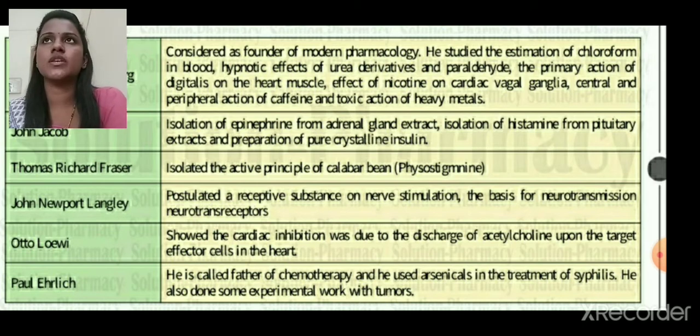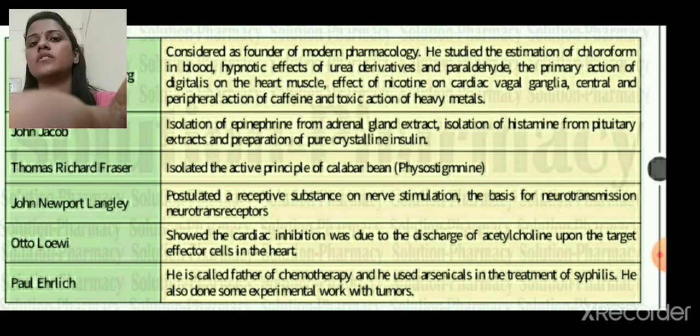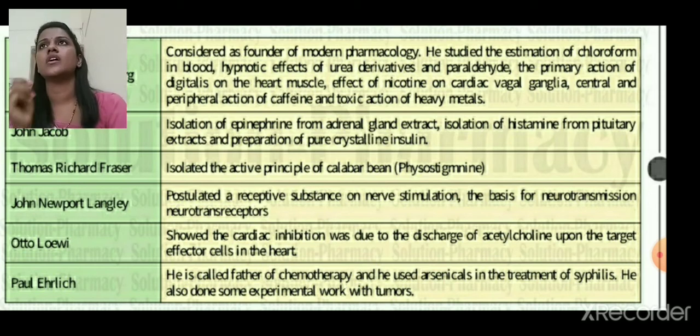Okay, so MCQ is also asked on this, that is, the father of chemotherapy is Paul Ehrlich, and the founder of pharmacology is Oswald. Okay, so when the question is asked on the historical landmarks, you have to mention this table. In this you have to mention about 9 to 10 scientists and their work.